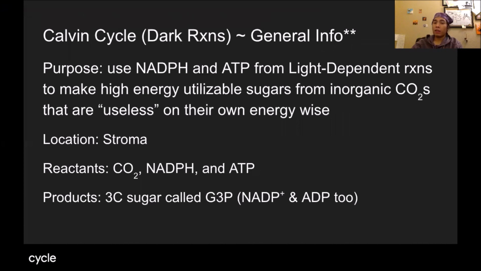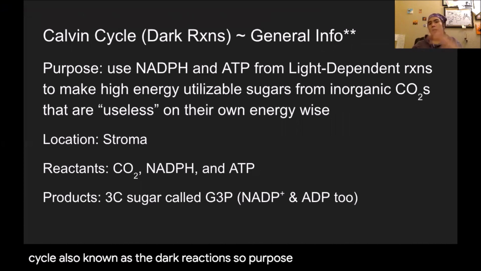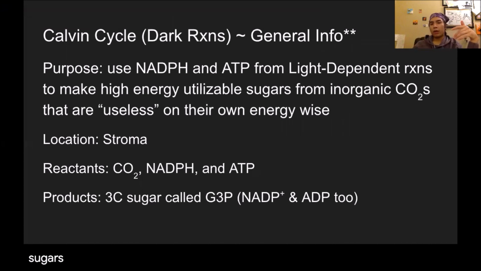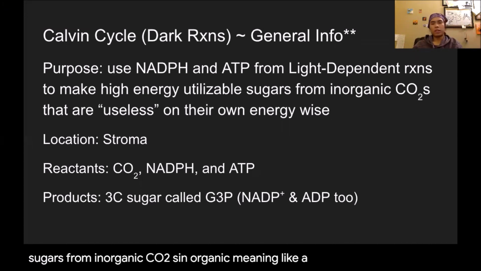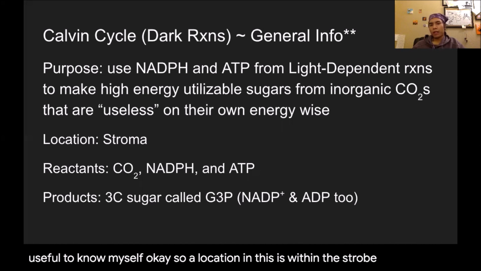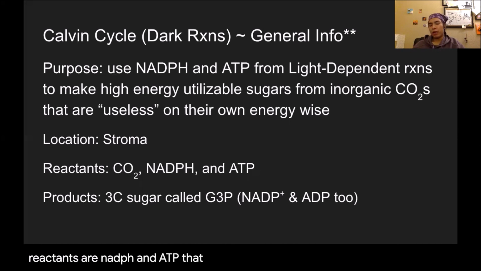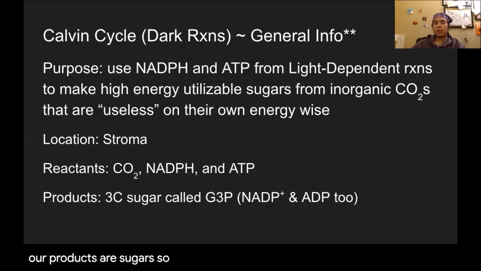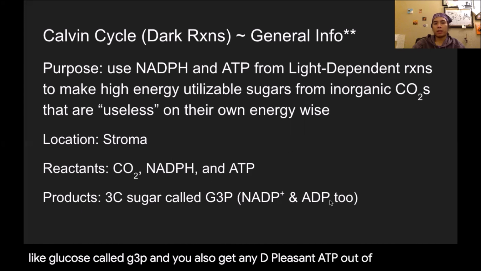The Calvin cycle, also known as the dark reactions. The purpose is to use the NADPH and ATP generated from the light-dependent reactions to make high-energy, utilizable sugars from inorganic CO2. Inorganic meaning CO2 is not very useful by itself. The location is within the stroma. Our reactants are NADPH and ATP that we created, and also the CO2. And our products are sugars, in particular a 3-carbon sugar, so not 6-carbon like glucose, called G3P. And you also get NADP plus and ADP out of it because you use them up.